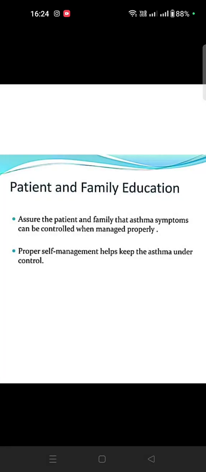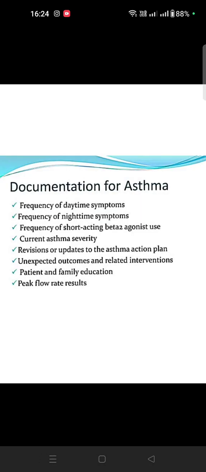Patient and family education. Assure the patient and family that asthma symptoms can be controlled if managed properly, and proper self-management is important. We can educate. What can we document? Frequent daytime symptoms, frequent nighttime symptoms, short-acting beta agonist use, current asthma severity, and update of the asthma action plan. Then unexpected outcomes related to intervention, patient and family education, and peak flow rate results.